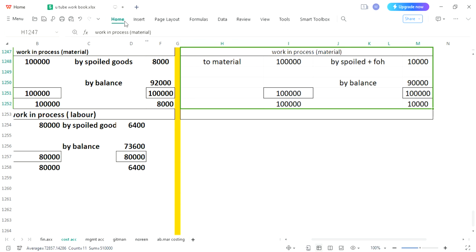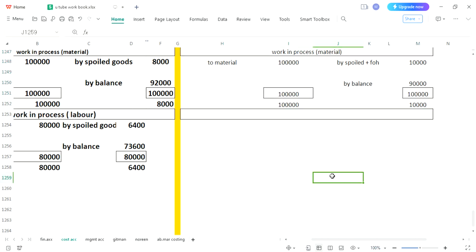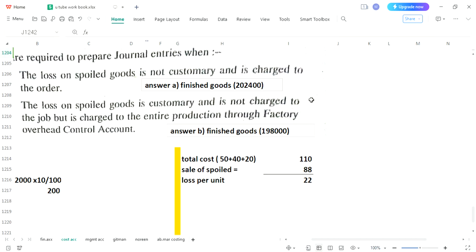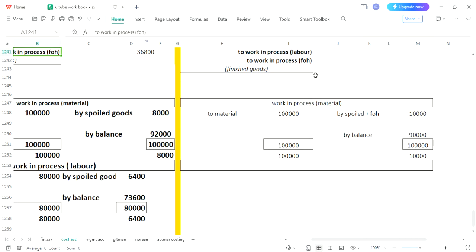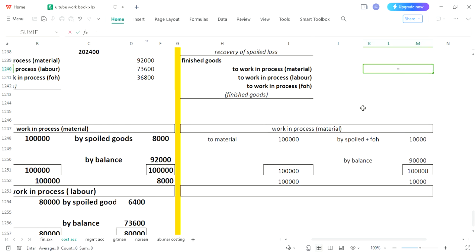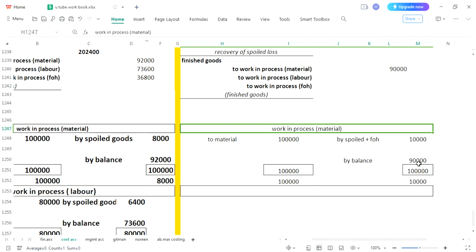And its size should be equal to 14. Let me make it 14. Okay. So we have got our balance. This balance 90,000 is to be written in front of work in process material. Here you have work in process material, and you will write this balance 90,000 over there. In this way our first calculation has been completed.